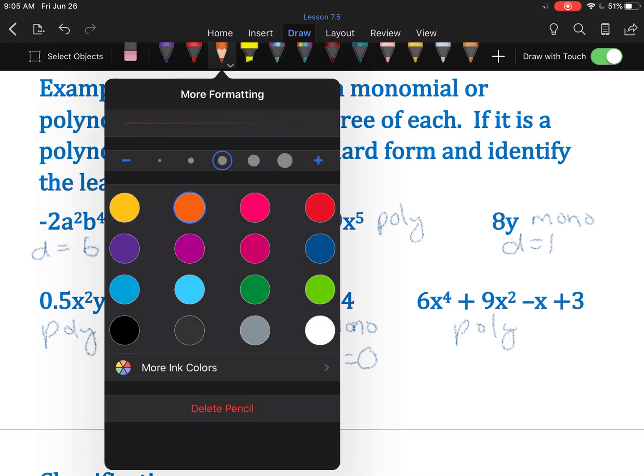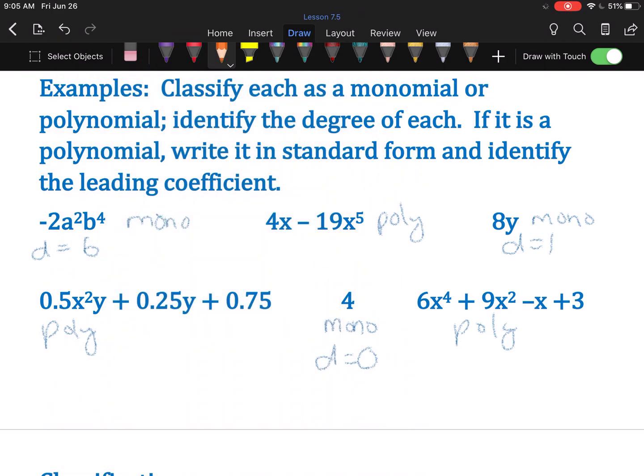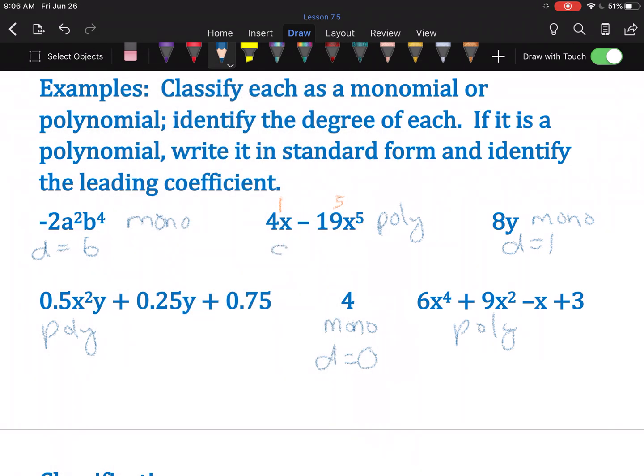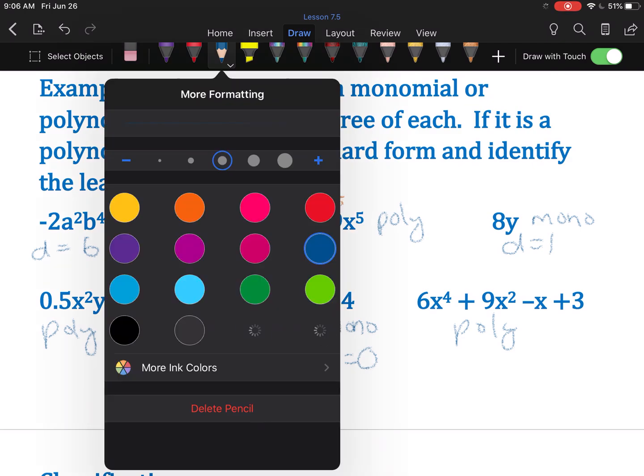Now for the polynomials, what we've got to do is find the degree of each individual term and then pick the biggest. So for the top middle one, 4x minus 19x to the fifth, 4x has a degree of 1. 19x to the fifth has a degree of 5, which means the degree of the whole thing is 5. We just pick the bigger one.